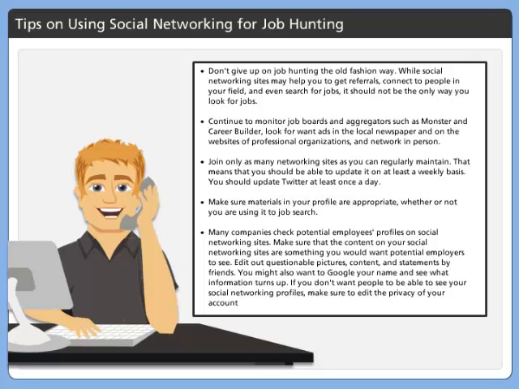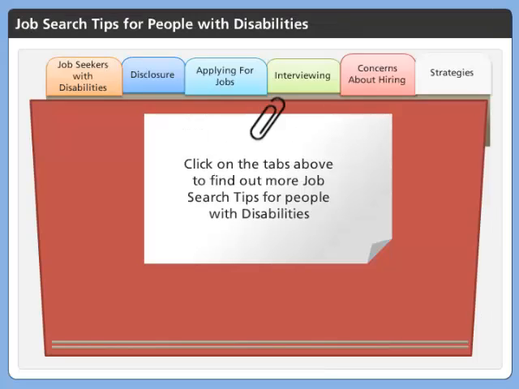Make sure materials in your profile are appropriate, whether or not you are using it to job search. Many companies check potential employees' profiles on social networking sites. Make sure that the content on your social networking sites are something you would want potential employers to see. Edit out questionable pictures, content, and statements by friends. You might also want to Google your name and see what information turns up. If you don't want people to be able to see your social networking profiles, make sure to edit the privacy of your account. Click on the tabs above to find out more job search tips for people with disabilities.